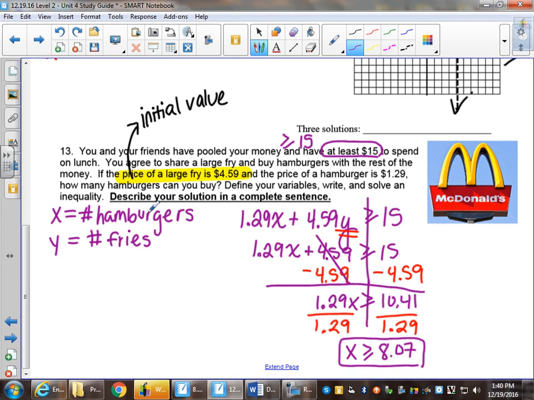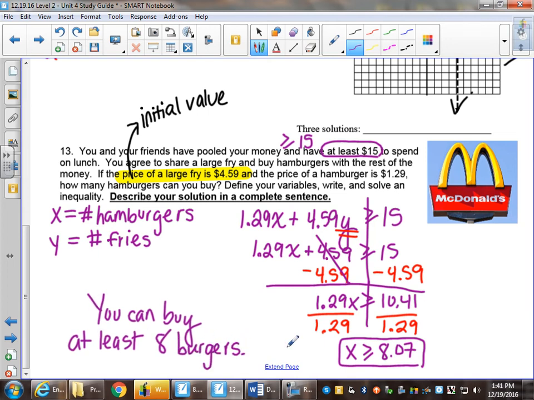Notice in bold and underlined it said describe your solution in a complete sentence. So I go back and I look, x was hamburgers, so you can buy greater than or equal to. So you can buy at least 8 burgers.